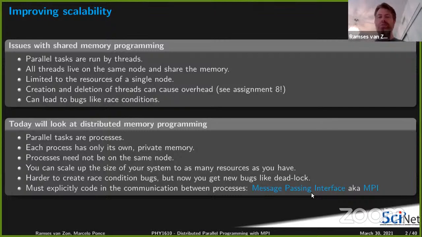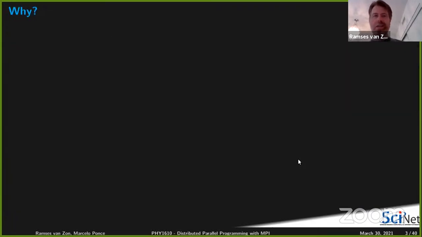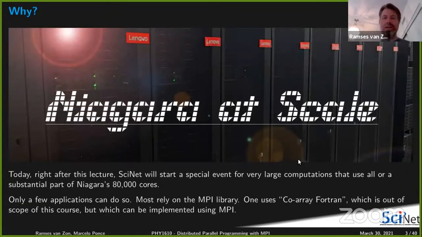So why would you even bother with this? Niagara has 40 cores per node. Surely that's enough for anybody to do their work on. It has 180 gigabytes of RAM or more. So do we really need to do that? Now, we might not always need to, but some people do. In fact, right after this lecture at noon, we will start at SciNet a special event to do very large computations that require almost all of Niagara. Niagara has 80,000 cores. We'll have a few groups that will run 20,000 or 40,000 or 80,000 or almost 80,000 core jobs.